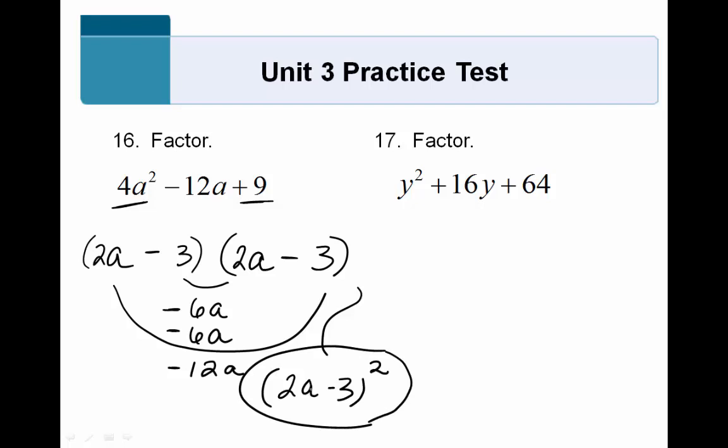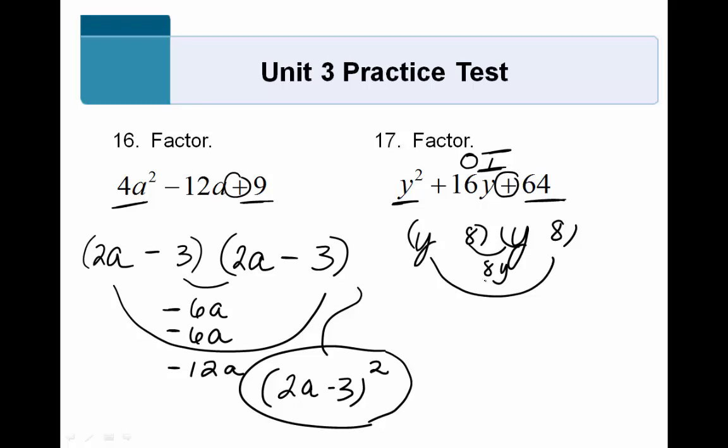I believe the next one is also a perfect square trinomial. This is a perfect square. This is a perfect square. You just need to check your outer and inner and make sure it adds up to 16y. Notice your signs are the same. That would also have to be the case. y times y is y squared. 8 times 8 is 64. 8y and 8y is positive 16y. So we'll write our answer as y plus 8 raised to the second.